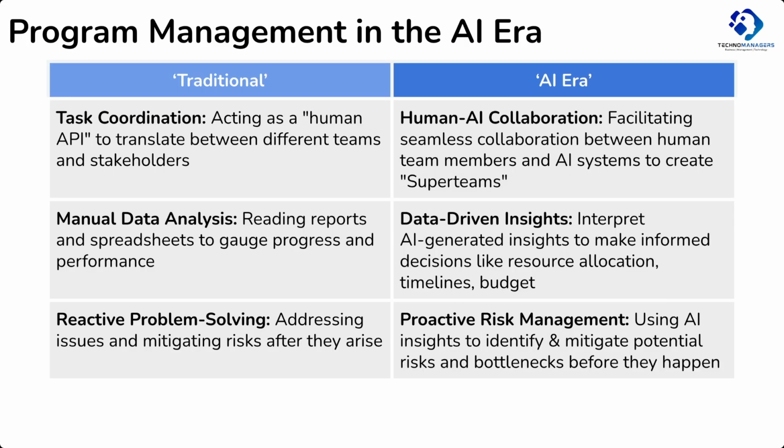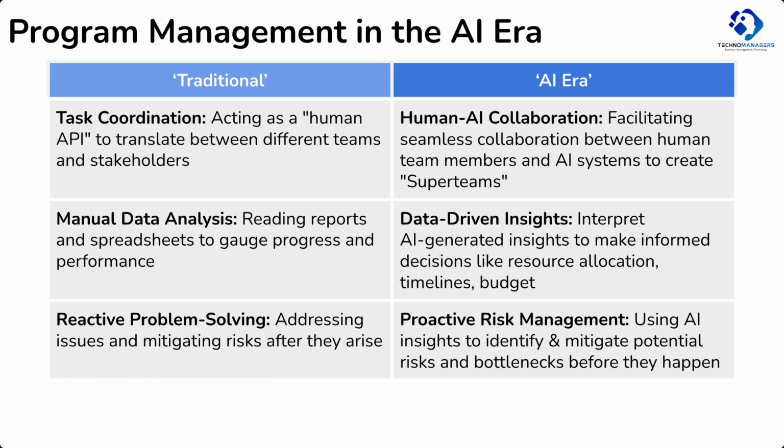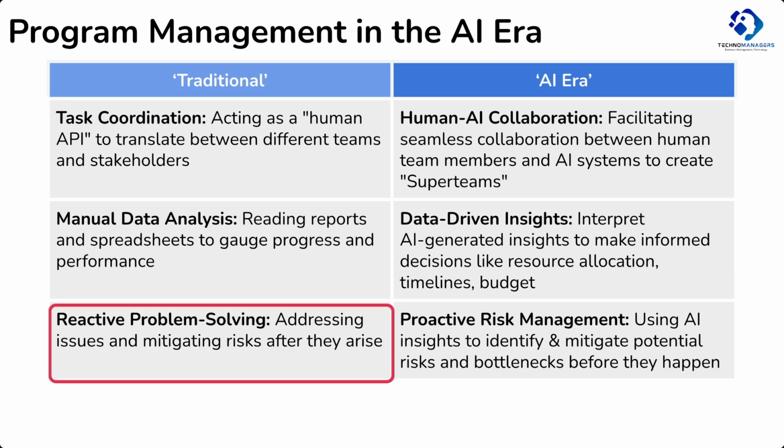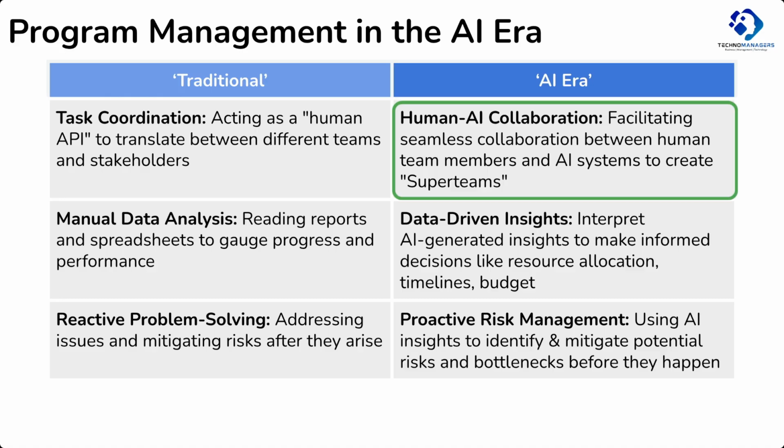If we do a quick comparison, in the traditional world, program managers were more like a human API, right? They were connecting different teams, making sure everyone was on the same page. Even when it came to data analysis, they were going through a lot of reports and spreadsheets to track progress. And in general, problem solving was usually reactive, they would fix issues after they appeared. But in the AI era, program managers are focusing more on making people and AI work together smoothly.